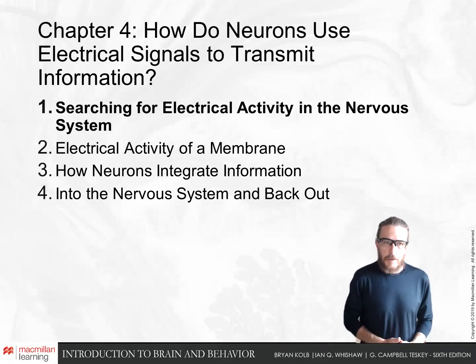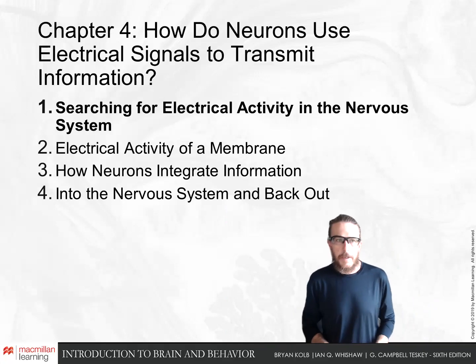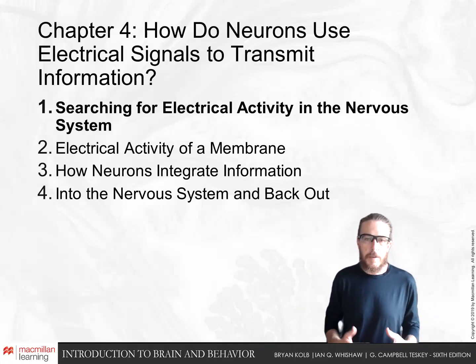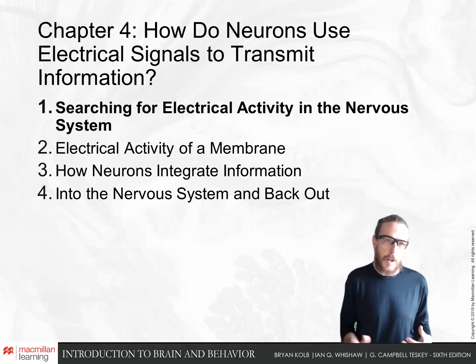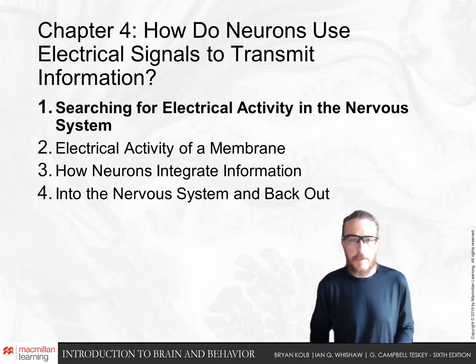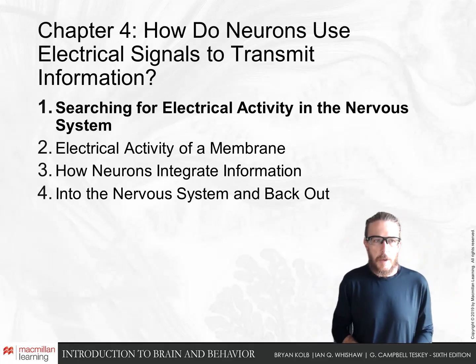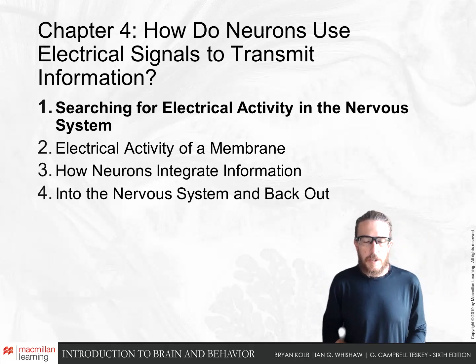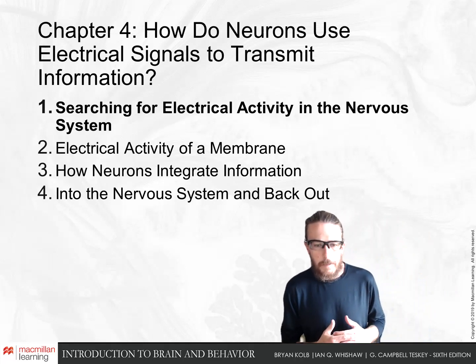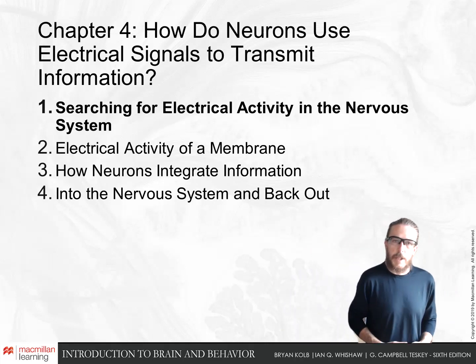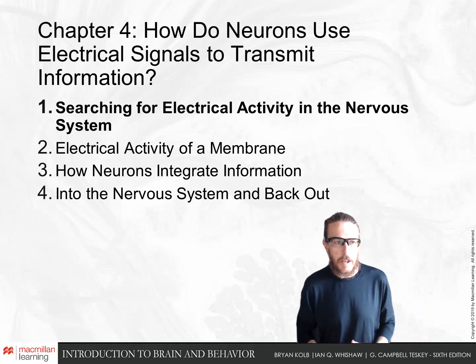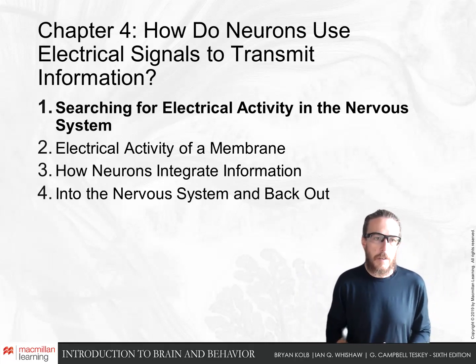So we're going to go through these 4 sections today. We're going to think about how throughout history, scientists identified electrical activity in the brain and the tools that we use to study it. We're going to talk about the bilipid membrane between the interior and the exterior of the cell and how there's electrical potential across it.